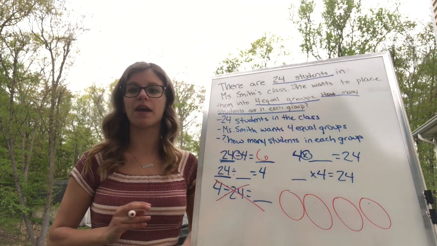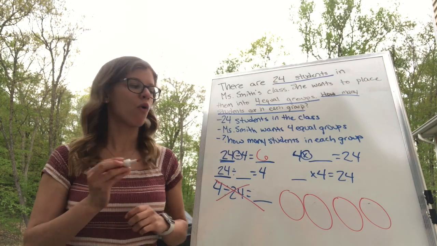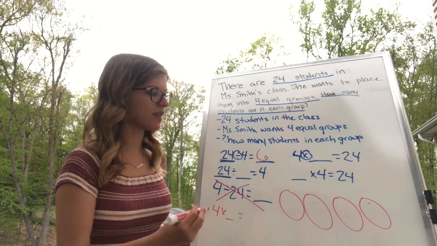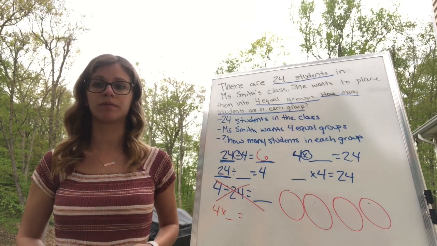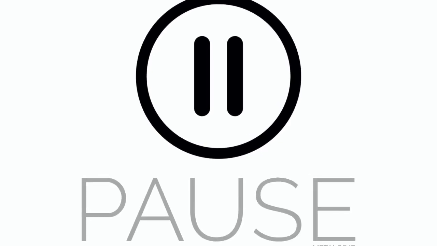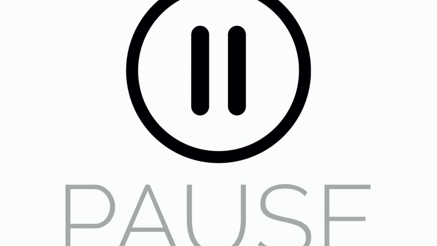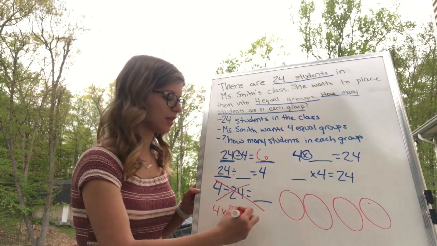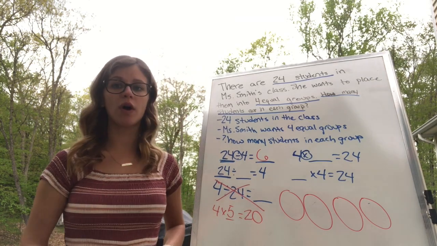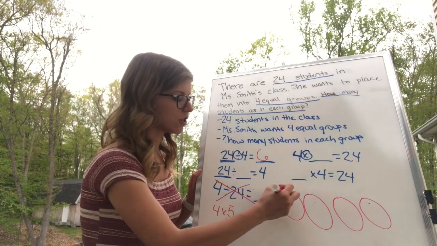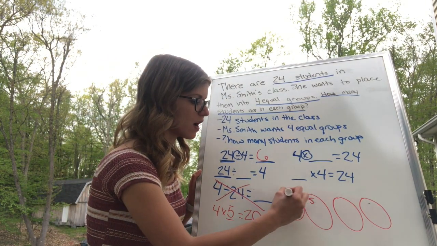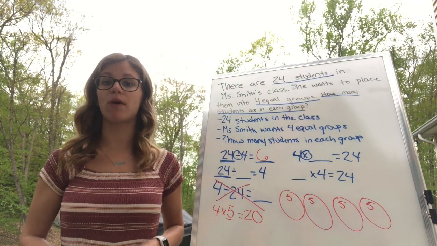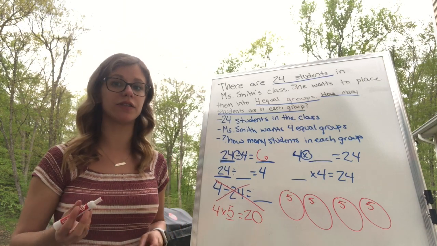And what is something that I already know off the top of my head? 4 times what? And something that's less than 24. So I know 4 times 5 is equal to 20. So I know that I could just put 5 in each, so 5, 10, 15, 20, and just deal it out that way. Break it down into something easier that I know.